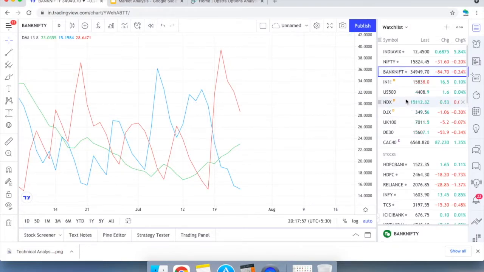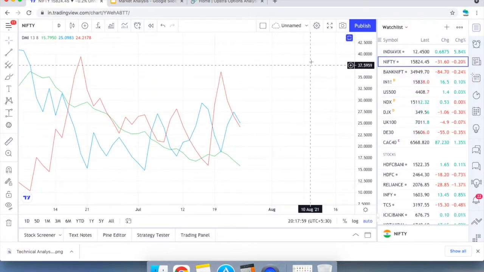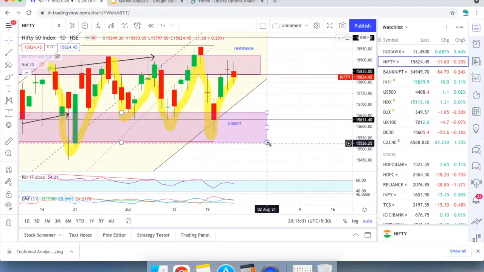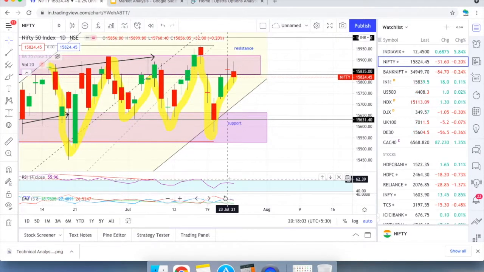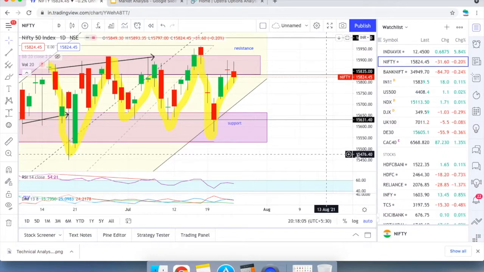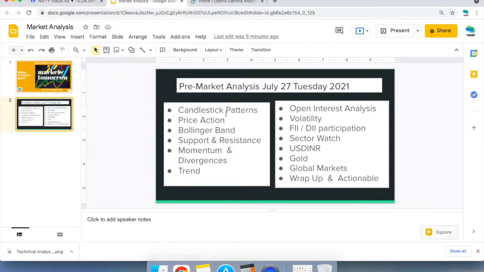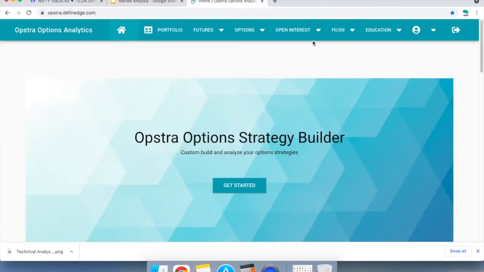Bank Nifty continued to be in the bearish zone. Nifty, right? In Nifty the trend has not crossed over to the bearish zone at least. That's the difference, momentum and the trend. That's it on the charts.